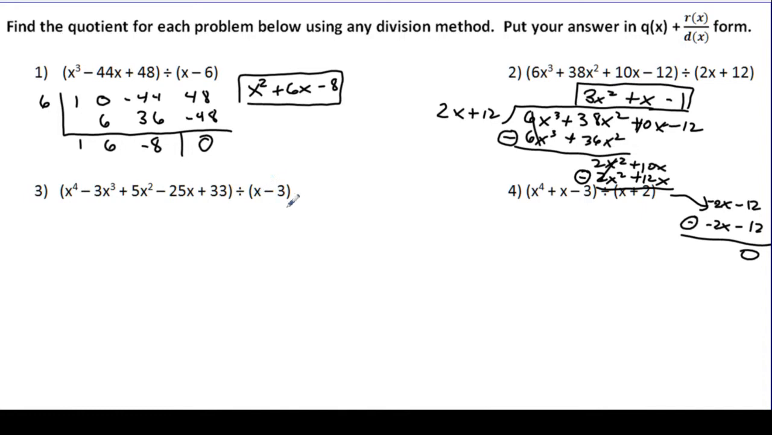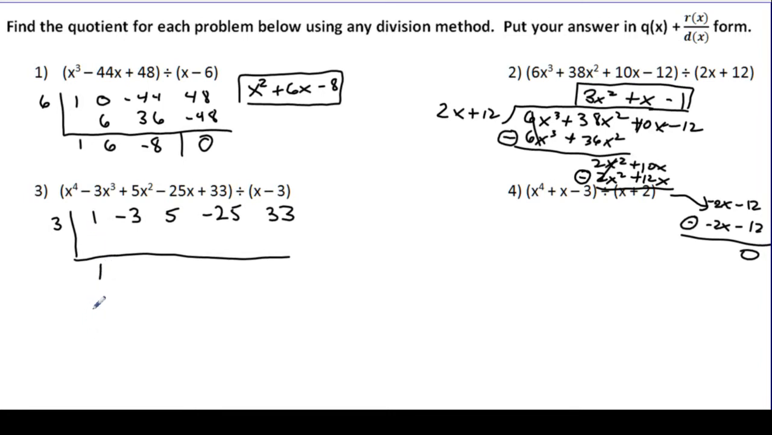So I can use synthetic division because of the x minus 3. So I'm going to put a 3 on the outside. I just have more terms in this one because it's the fourth power problem. So I have a 1, a negative 3, a 5, a negative 25, and a 33. And as I was writing those, I was scanning the problem and making sure I counted down 4, 3, 2, 1, nothing at the end. I didn't miss any terms, and that's good.